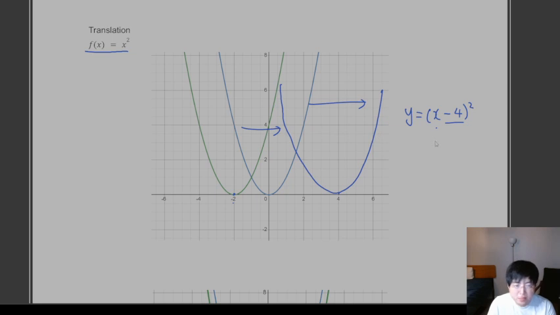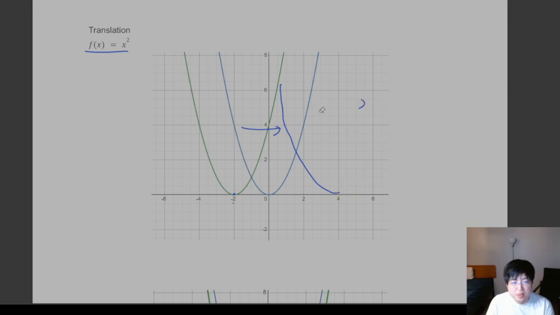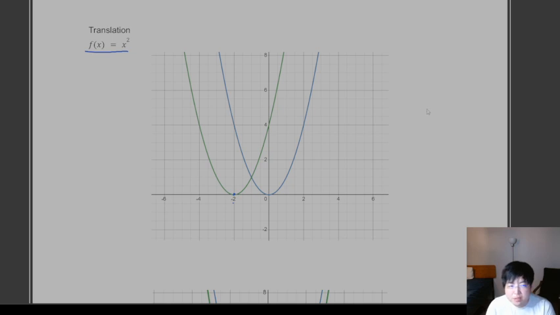Now you've learned that if you subtract a number from x, then the graph shifts to the right. If you add a number to x, then the graph shifts to the left. And another thing that can be confusing is the difference between x squared minus 2, and (x - 2) squared.